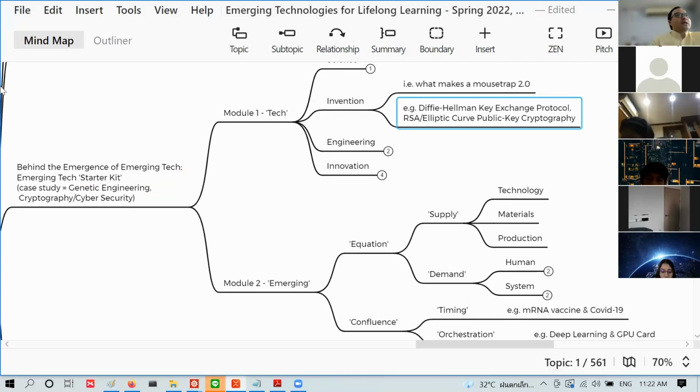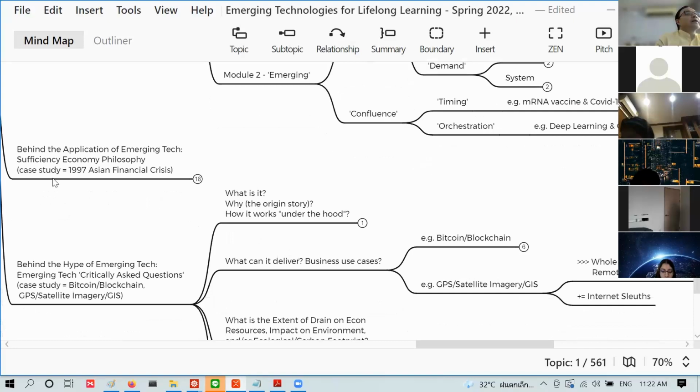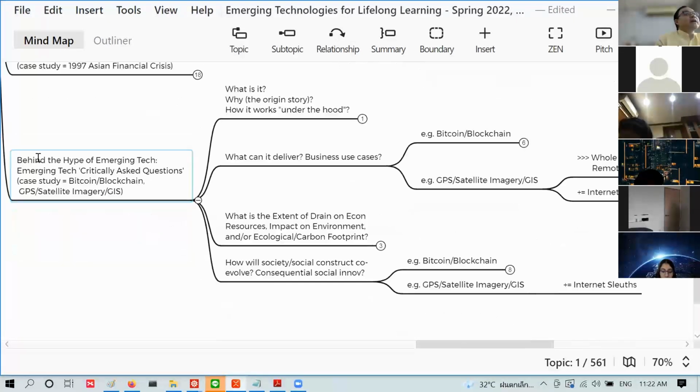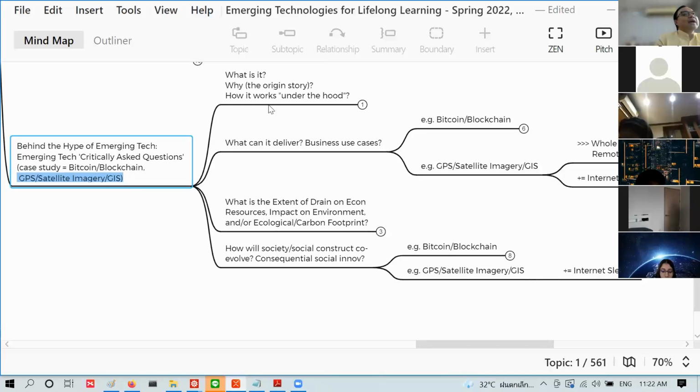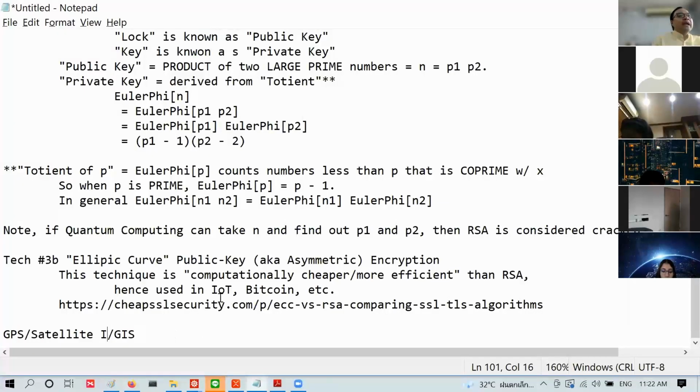Now, the second half, which is a smaller half, maybe a third of this class, I'm going to talk about this technology. And see that behind the hype, what can we ask about? In particular, what I'm interested in is what can it deliver? What kind of solution can emerging technology deliver? And how has society evolved with it? This piece of technology, I'm going to lump it under these three things. So let's go to class note. GPS, satellite imagery, so it's imaging. Satellite imaging maybe easier to say, and GIS.